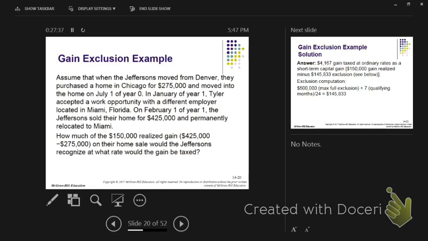So do we know how much of the $150,000 gain the Jeffersons would recognize, at what amount would be taxed? How much? 81,250? No, it's going to be less than 250 because they did not stay in the house for the entire time frame. 81,000? Oh, 81,250? No, it's going to be more. It is going to be more than that.